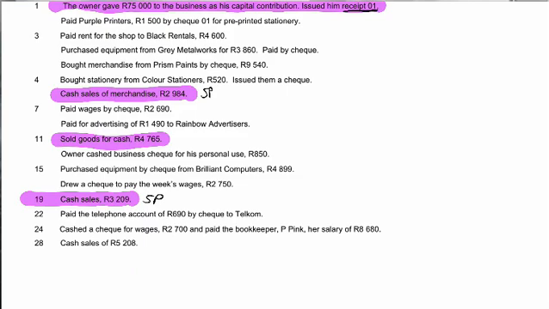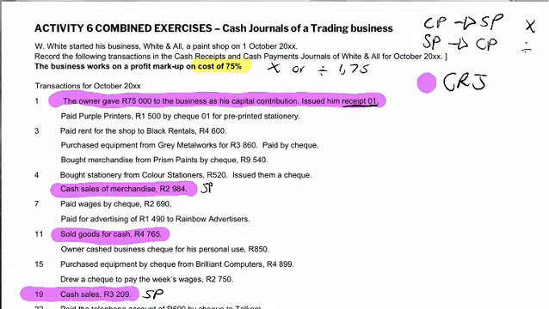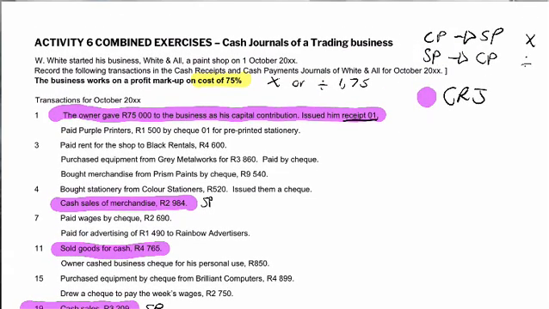And then finally, on the 28th, cash sales of 5,208. CRJ, okay. Selling price or cost price? Selling price. So in none of the transactions have they given us a cost price. So we know every time they've given us a selling price, we need to divide by 1.75. Everyone happy with that? Okay. We're going to go in now and we're going to enter in all our CRJ transactions.